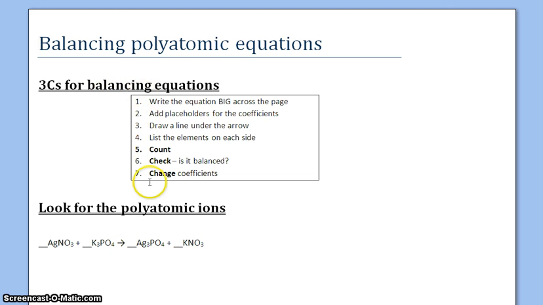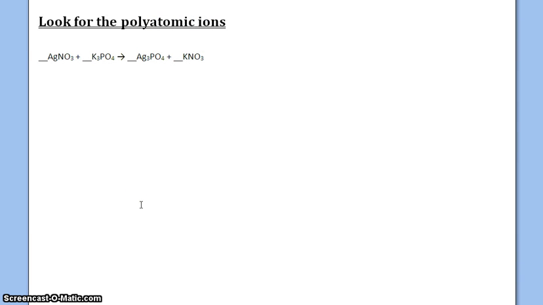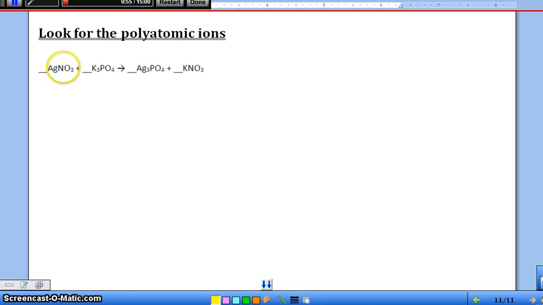I've put the 3Cs just as a reminder here. And let's look at our equation. First of all, let's find those polyatomic ions and highlight them. So we've got our nitrate, NO3. And what else we got? We've got a phosphate, PO4.